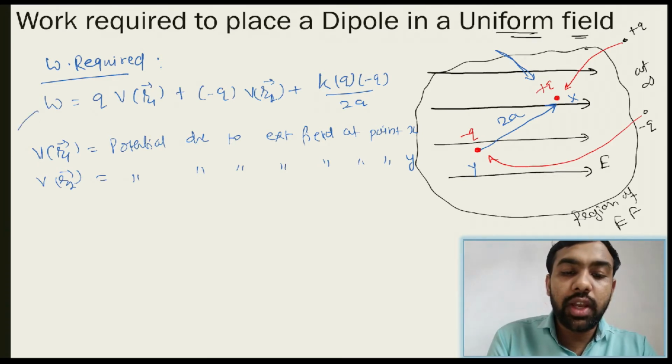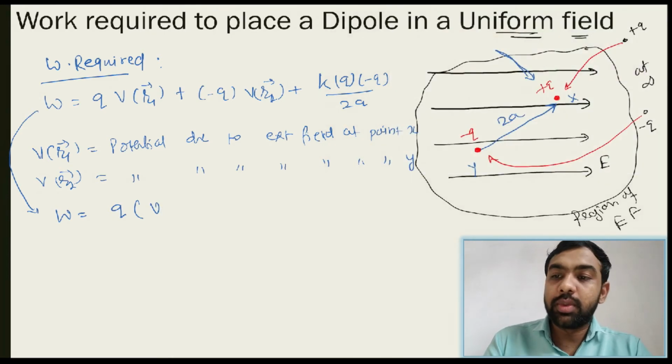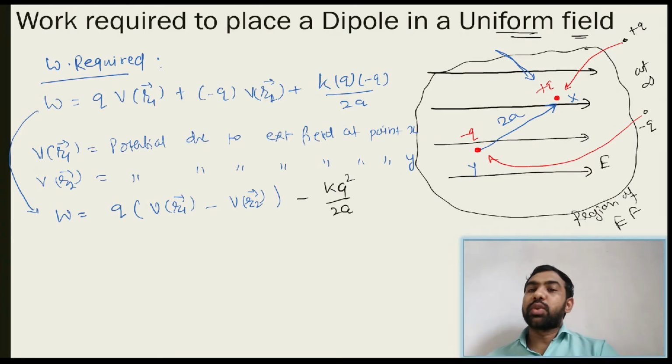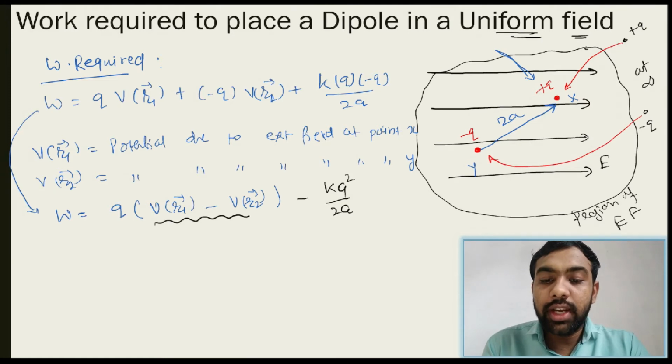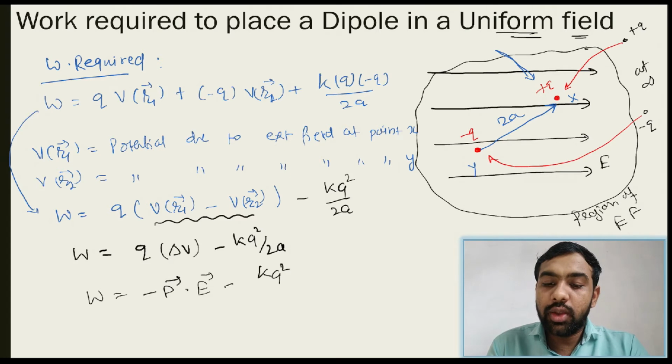So let's find this value here. W is equal to q common out. So V of r1, sorry, my mistake, V of r1 minus V of r2, plus what will it become? Minus k q square upon the distance between the two charges. So what is this actually? Delta V. So W is equal to q delta V minus k q square upon 2a. What is q delta V? Potential energy. So it is equal to minus p dot E minus k q square upon 2a.